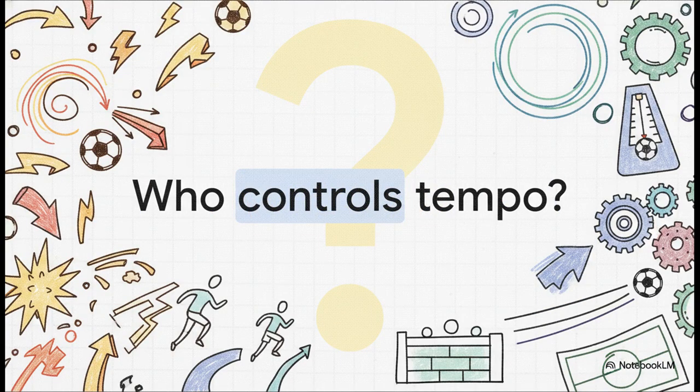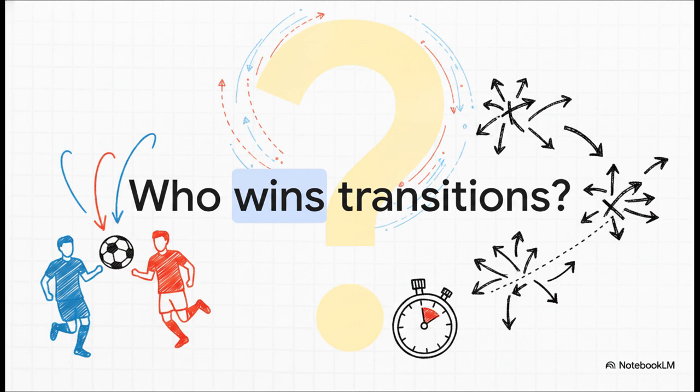Question 3. Who controls tempo? Are they speeding up the game to create pure chaos, or are they slowing it way down to strangle their opponent's rhythm? Pinpointing this reveals their true tactical intentions and exactly how they plan to either break the opponent down or protect a lead.